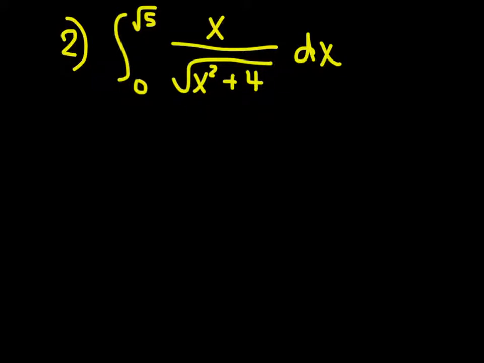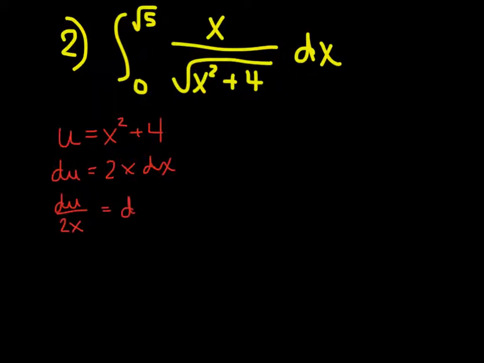So again, I need to identify my inside function. Hopefully we're recognizing that right away as x squared plus 4. It's the one under the radical. So go ahead and take the derivative of that. So du equals 2x dx. Solve for dx. Du divided by 2x equals dx. All right, so now I'm ready to do my substitution.